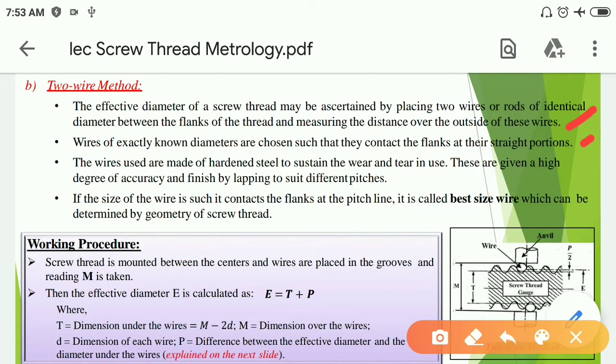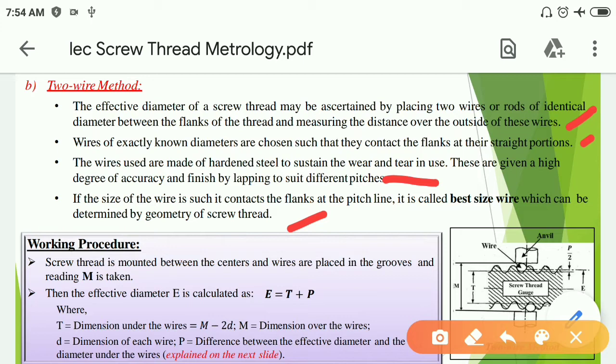The wires used are made up of hardened steel to sustain the wear and tear in use. These are given a high degree of accuracy and finished by lapping to suit different pitches. Then, if the size of wire is such that it contacts the flank at the pitch line, it is called best size wire, which can be determined by geometry of screw thread.